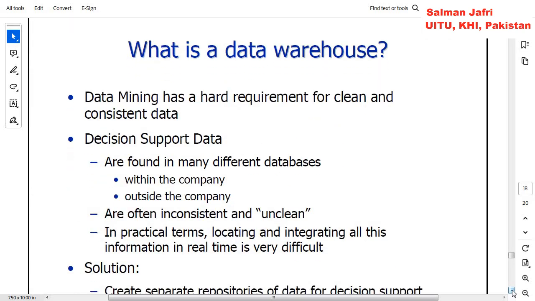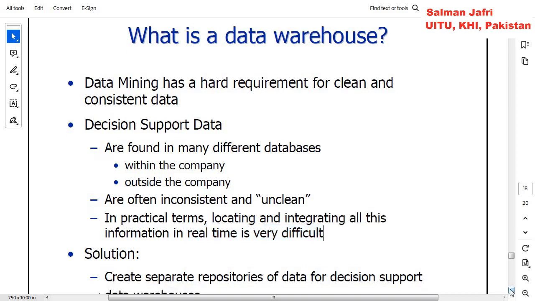So now let's look at some of the points of what basically is a data warehouse. Data mining has a hard requirement for clean and consistent data. So for mining, the data must be clean and consistent. So that is one of the challenges. This is basically called the decision support data, and it is found in many different databases within a company and outside the company. And it is often inconsistent and unclean. So in practical terms, locating and integrating all this information in real time is very difficult.